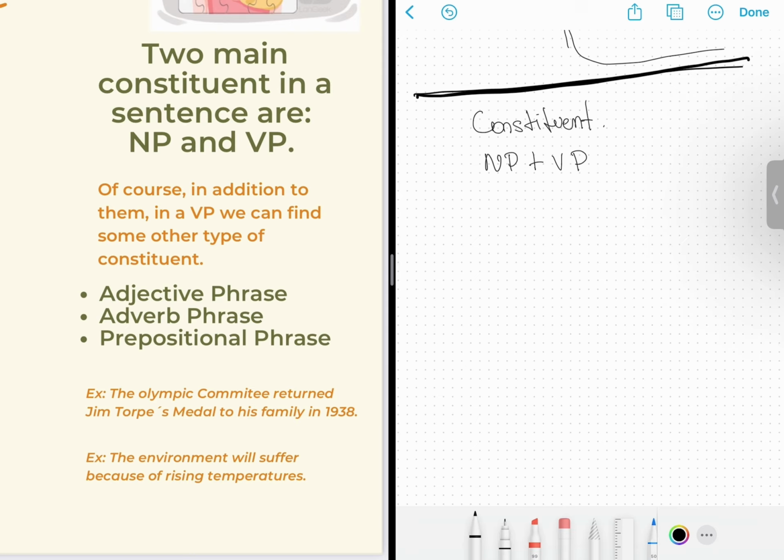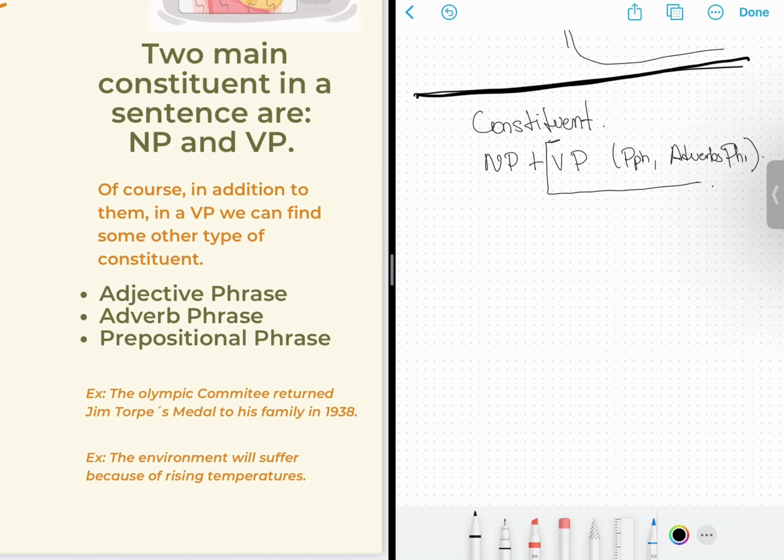NP plus VP. Of course, in addition to them, in a VP, that is what I was just telling you, we can find other types of constituents. From here to the end, we can have prepositional phrases, we can have adverb phrases, and we can have even clauses. As I said here, adjective phrases, adverb phrases, prepositional phrases. In the verb phrase, we can find all of them.